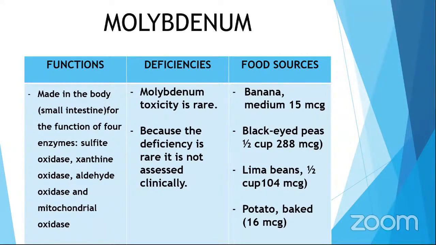Deficiencies. Molybdenum toxicity is rare, but because of its rareness, there's not a lot of clinical assessment going on about it. Food sources of molybdenum: a medium banana gives you 15 micrograms, a half cup of lima beans will give you 104 micrograms, and a baked potato will give you 16 micrograms.